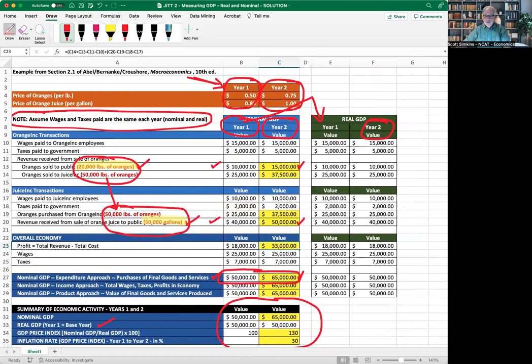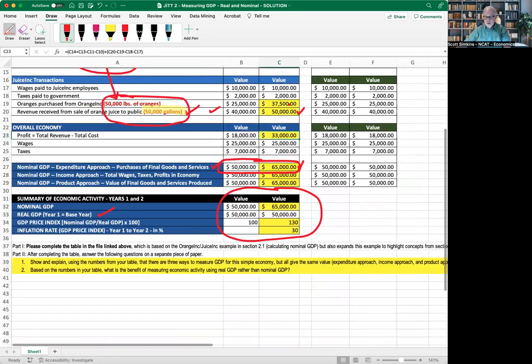The price of oranges went up by 50%, from 50 cents a pound to 75 cents a pound, whereas the price of orange juice went up by 25%, from 80 cents a gallon to $1 a gallon. Okay, so how do we measure overall inflation in the economy?